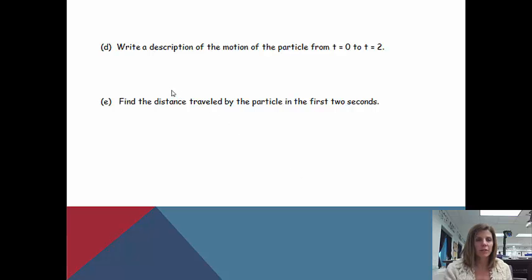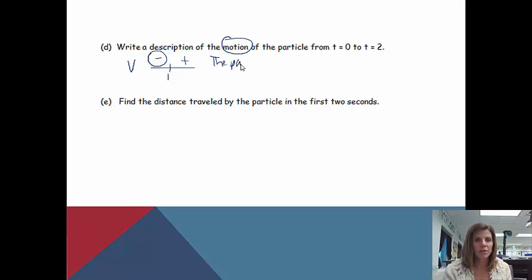Right, let's write a description of the motion of the particle from t equals 0 to t equals 2. So if I want to know, I'm going to refer back to my velocity chart here. It said positive 1, and then negative and then positive. Motion is just where is the particle moving? Is it moving to the left? Is it moving to the right? Since the velocity is negative, we basically know the position is decreasing.